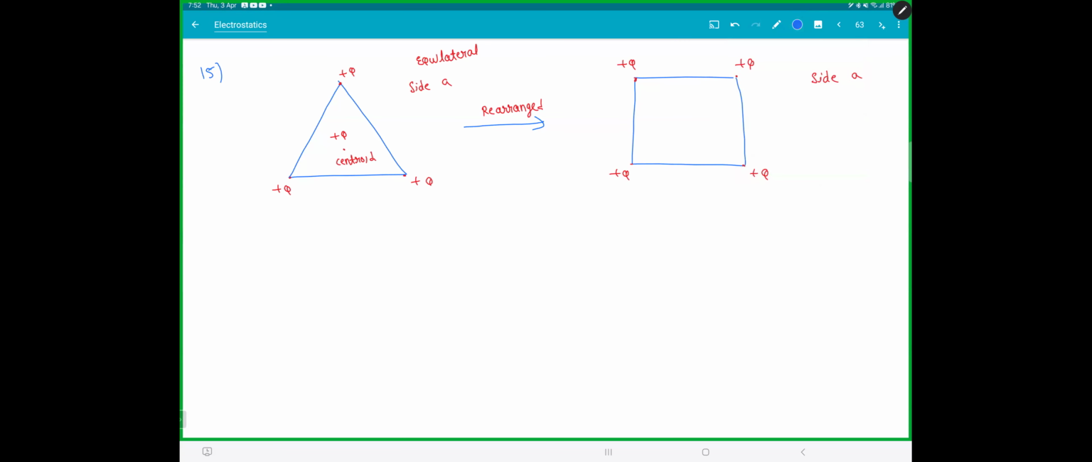So when you're trying to do this, you have to put some work, right? They won't go on their own. Find the work done by external force to rearrange the system. So the charges are on an equilateral triangle, you rearrange them into a square of 4 charges on the vertices. How much work did you do to rearrange the charges?